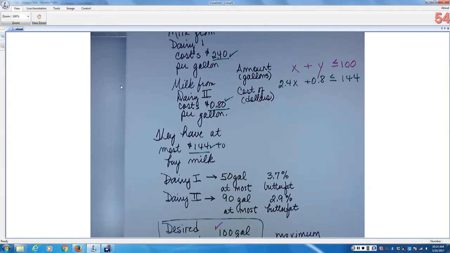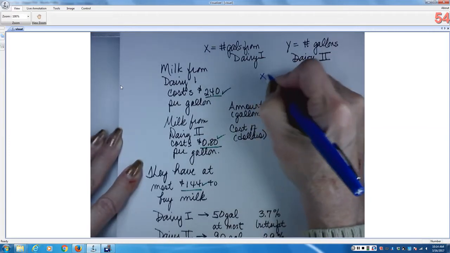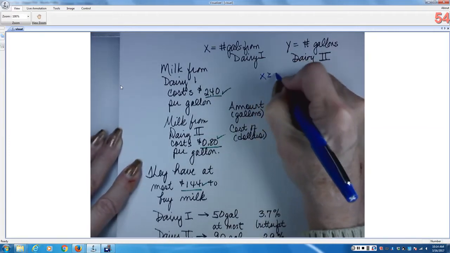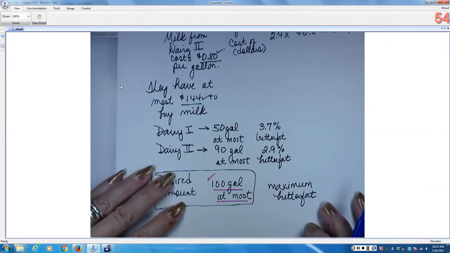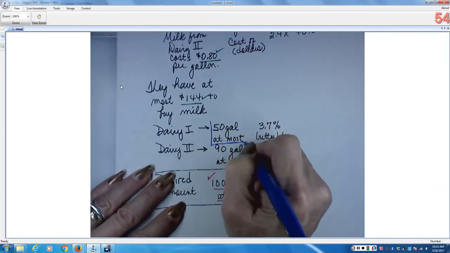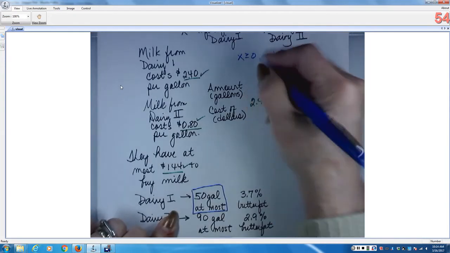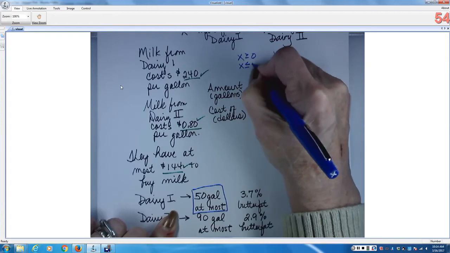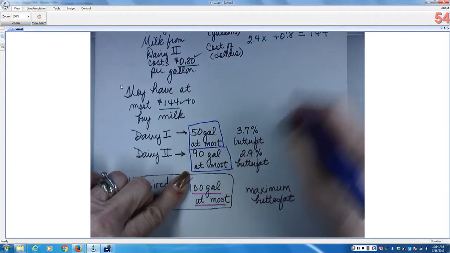Now we have some other constraints. I think it's fairly obvious from every problem that we've done that X has to be greater than or equal to 0, and Y has to be equal to or greater than 0, or they're not buying anything. They can't buy negative amounts of milk. But it also says down here that the dairy can only produce that much milk. So dairy 1 has to be more than 0, but also less than or equal to 50. And dairy 2 has to be less than or equal to 90.